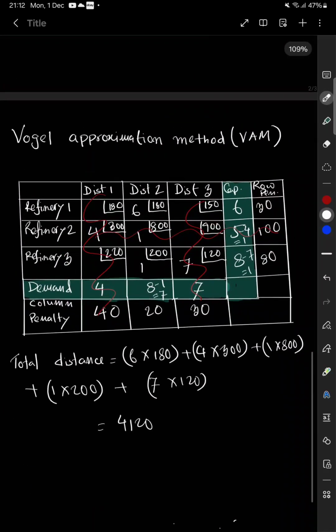So we have solved this problem using 3 initial solution methods: northwest corner, least cost method, and Vogel approximation. Vogel approximation method is giving us the lowest distance in here, but we cannot say that this is our optimum solution, but we get our initial solution for now.